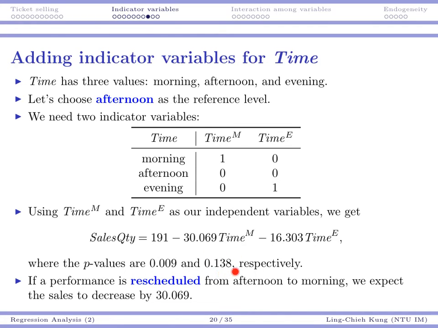The difference between morning and evening is not significant, but at least from these 2 values we know, on average, afternoon has the largest sales, and the morning is bad. Evening is also somewhat bad. So, if a performance is rescheduled from afternoon to morning, time M is increased by 1. So we expect the lost sales to be around 30. Okay, that's how we interpret the model.